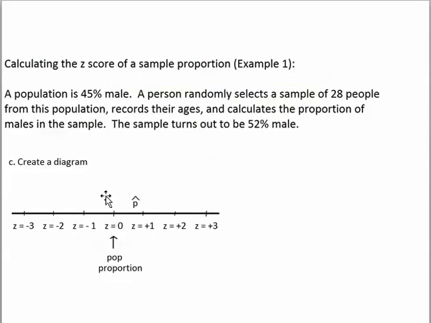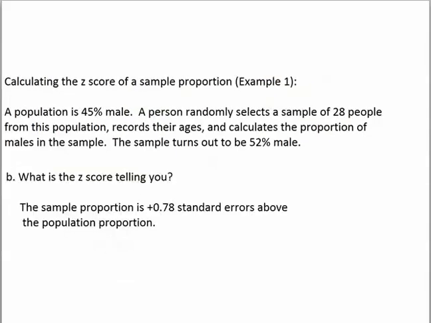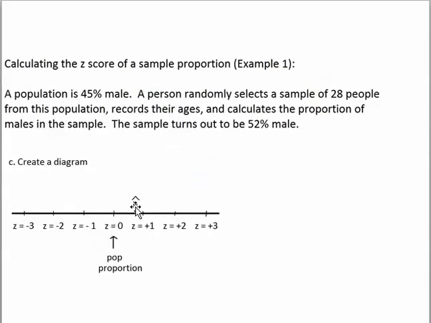Let's look at this in the diagram. This sample proportion, which is 0.52, is right here, the p hat. The population proportion is 0.45. That's right here at 0, because the population statistic is always at 0. And this is just telling us that our sample proportion is a little bit above the population proportion. It's not far enough to be at +1, but it's about halfway there. Like I said, it's 0.78, or about 3/4 of a standard error above the population proportion.